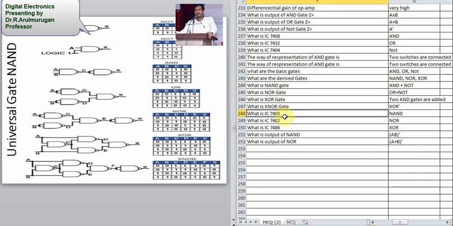I have the IC 7400. Then is it possible to develop an AND gate? Yes, it is possible. Look at the truth table. You will achieve the AND gate truth table using NAND gates.